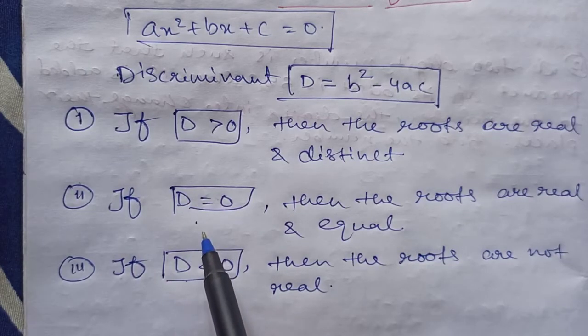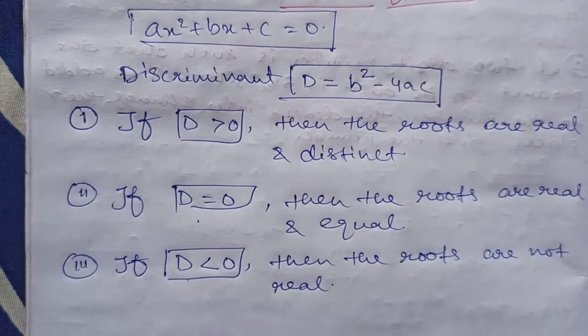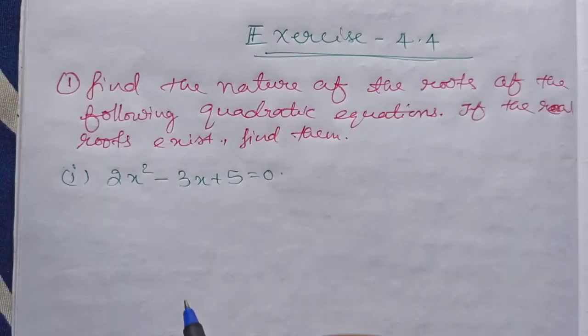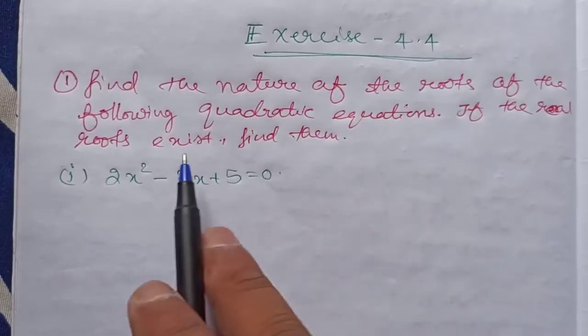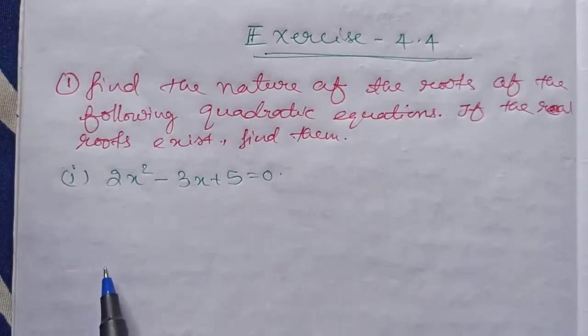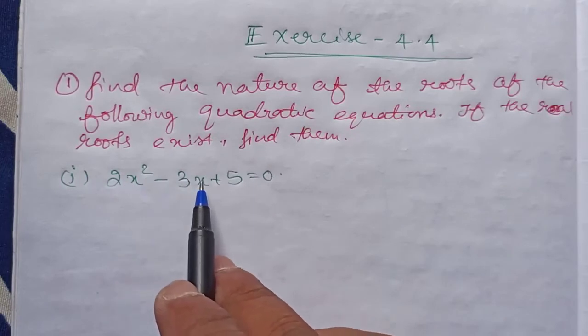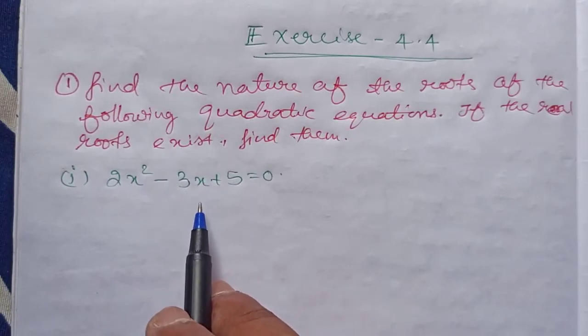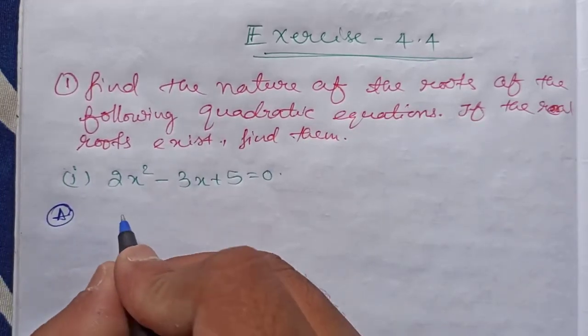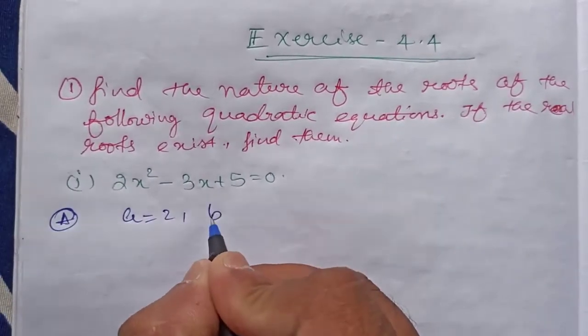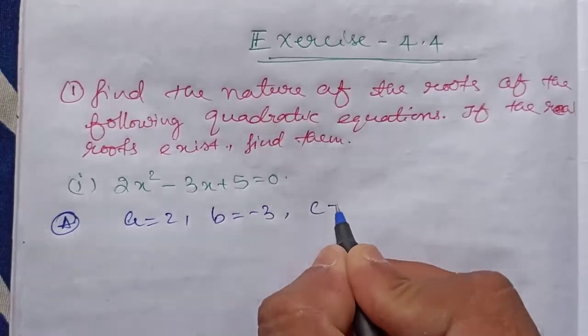So this is what is required to solve the questions of exercise 4.4. Now we will start the exercise. The first question of the exercise: find the nature of the roots of the following quadratic equation. If the real roots exist, find them. We have to find out the nature of the roots of this quadratic equation. If the roots are real, then we have to find them. First of all we will write what is a, b, c. A equals to 2, b equals to minus 3 and c equals to 5.